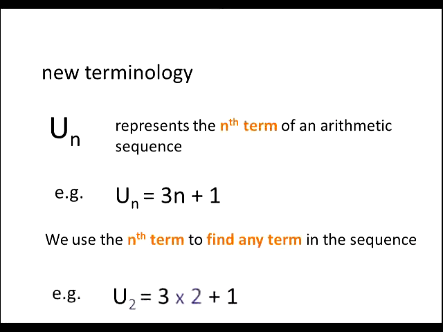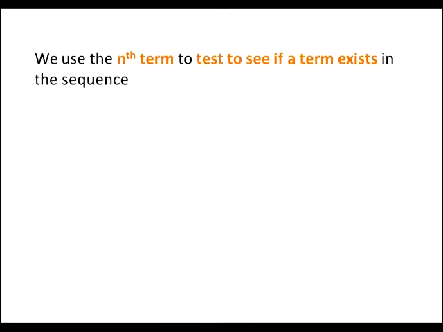For example, if we want to find the second term, we are simply swapping this letter n for the number 2. So this is the second term, and we substitute in here and here. Pretty simple.